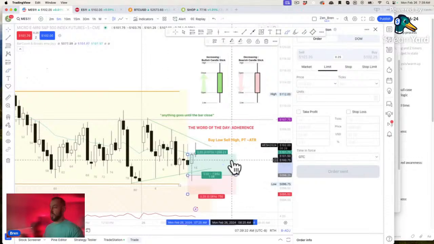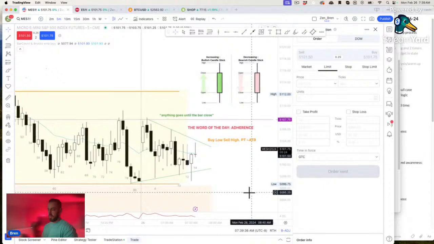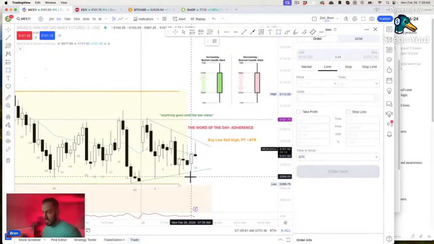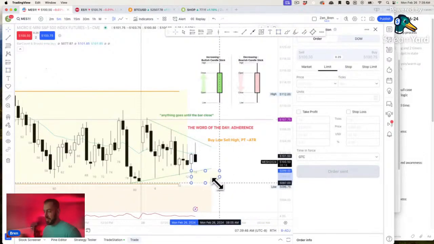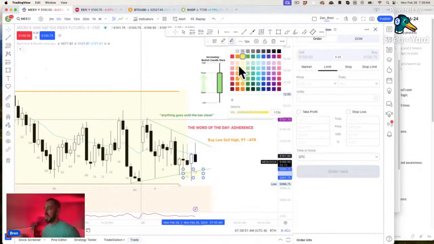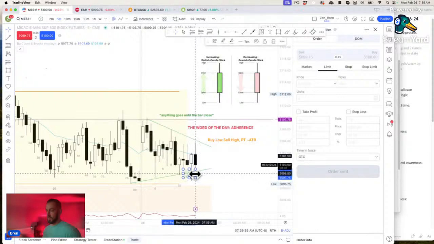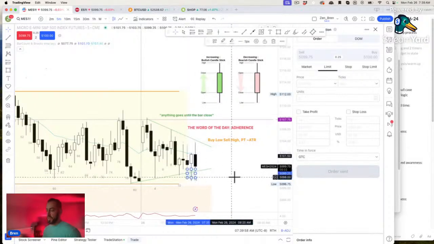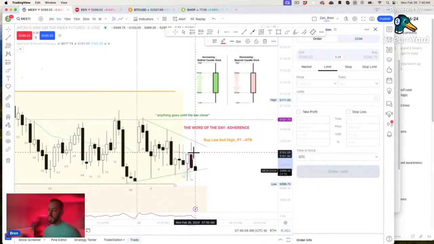Man, what a great trade. Okay, so Brandy bought here. Brandy bought here. And that's why you go for an ATR profit target, right? I bought here, I got out here.